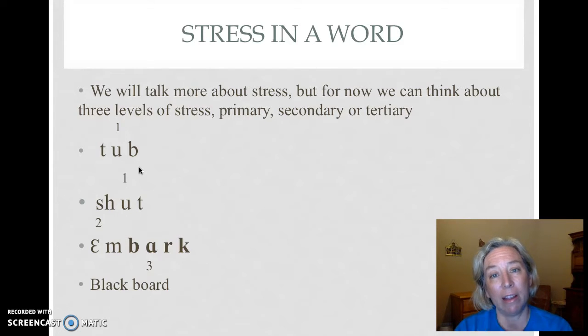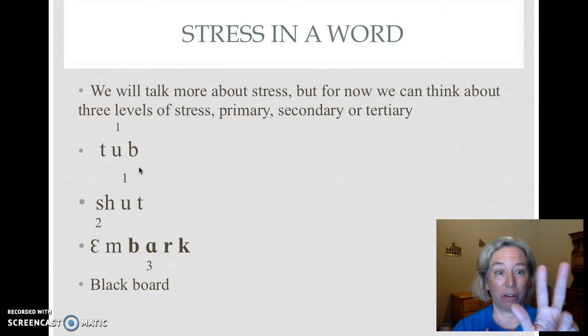And we call the levels of stress primary. The first level of stress is primary. The second level of stress is secondary. And the third level of stress is tertiary. Tertiary means third level in this case.